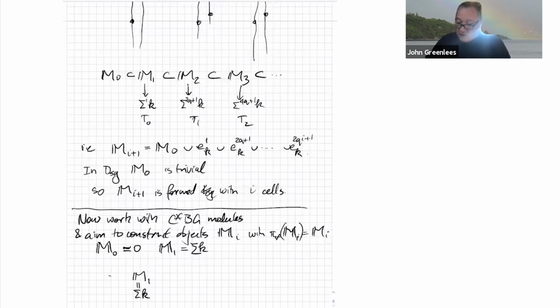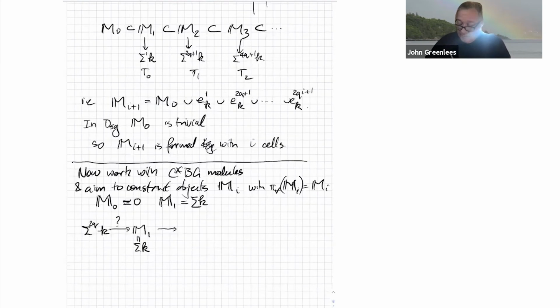And then I want to attach the new cell in degree 2q plus 1. So I'm going to try doing sigma 2q of K, and I want to take its mapping cone. So here I need a map from sigma 2q K to K, and then I'm going to take the mapping cone and make it M2. That's what I want to do. So what should the question mark be?